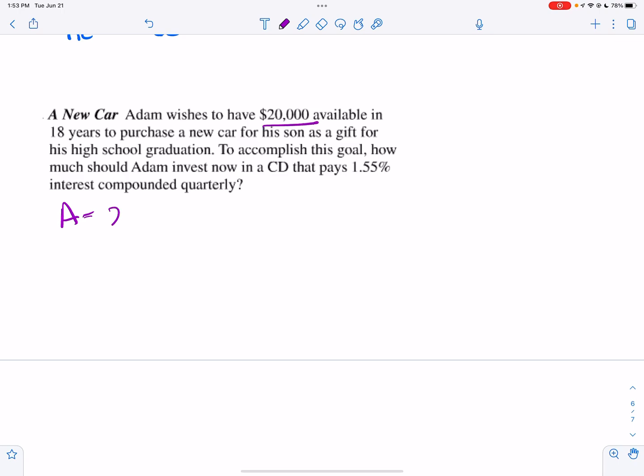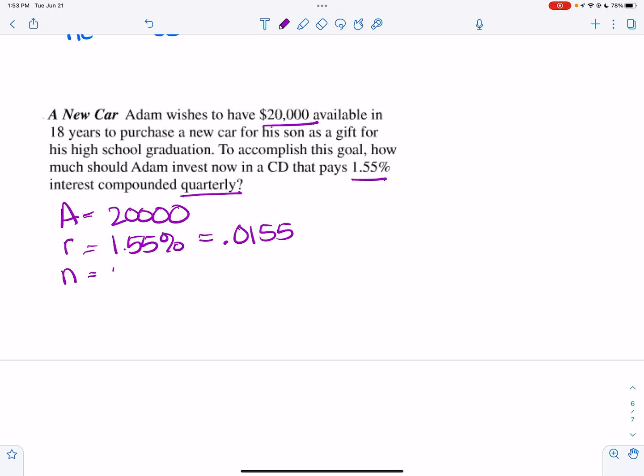And the last one we're going to do, we've got our accumulated amount. He wishes to have $20,000 available to him. The rate is 1.55%, which is 0.0155. The N is going to be, he's compounding it quarterly, so N is 4, and T is 18 years. He wants it available to him in 18 years. So negative N times T comes out to be negative 72.